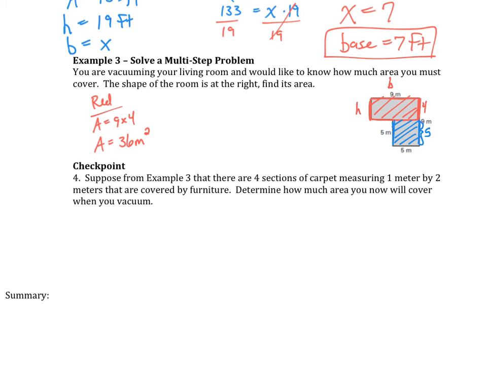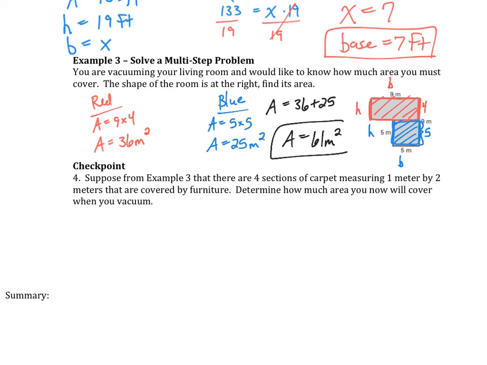To find the blue part, it is a square. So again, this is base times height. So the area is 5 times 5, which is 25 meters squared. And then to find the total area, we're going to take 36 plus 25. So the area is 36 plus 25, which is 61 meters squared. So that's the part where we add up the two pieces.